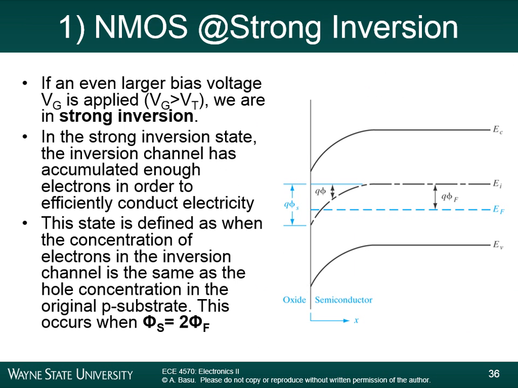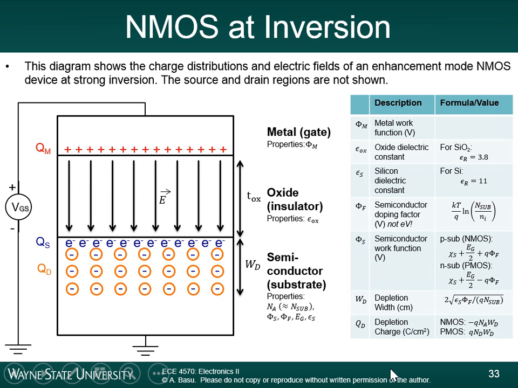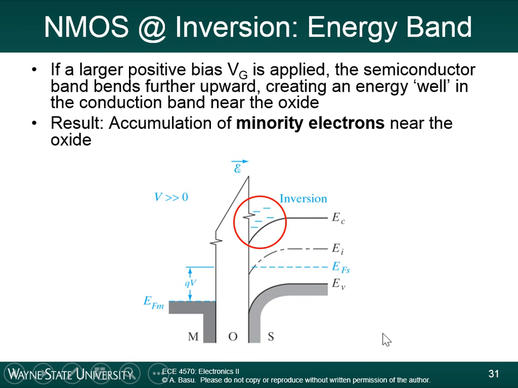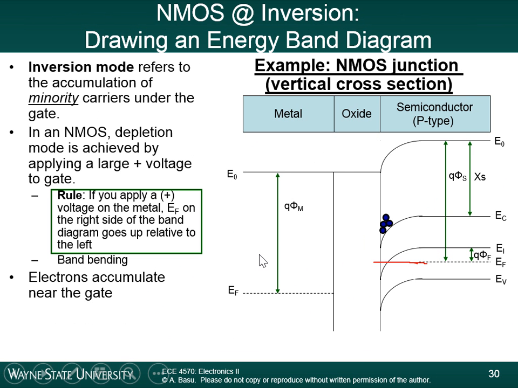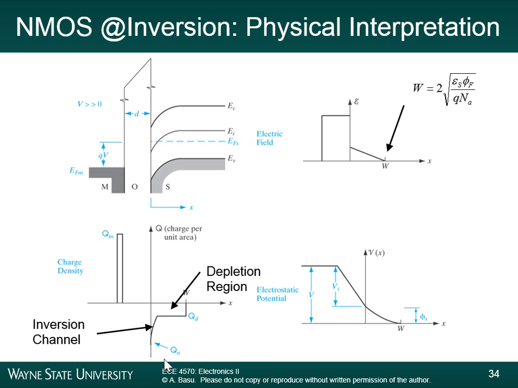Let's do one more slide, and then we'll take a short break and do the presentations. So, the NMOS device at inversion. We talked about the energy band model of the NMOS device at inversion. We defined what strong inversion is, and we looked at what the charge distributions are at inversion. Now this slide is talking about the physical interpretation of the NMOS at inversion, looking at electric field, electrostatic potential, and charge.